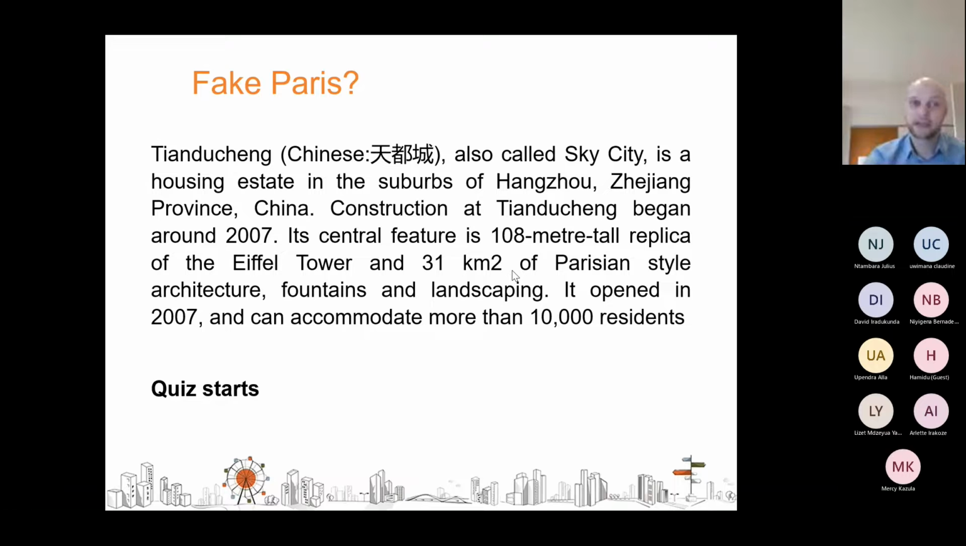So in China, there is a city called Sky City, or Tianducheng, and it is a housing development. Its infrastructure is very similar to the French city Paris, and it can accommodate more than 10,000 residents. So can you distinguish Paris from the Chinese city Sky City?